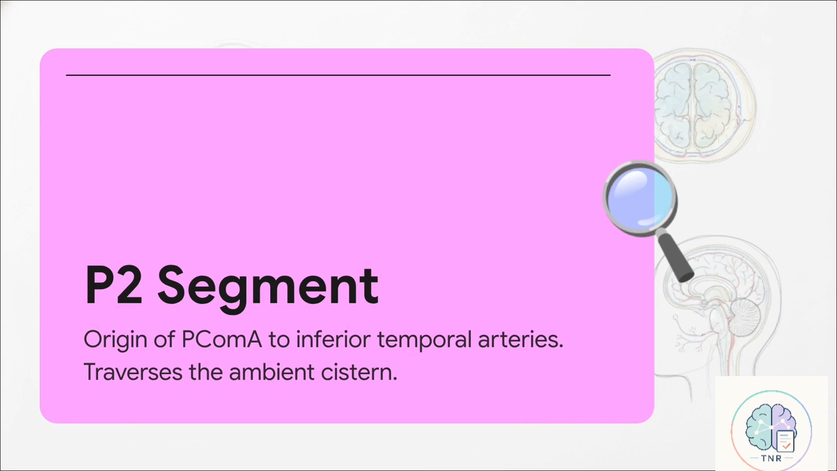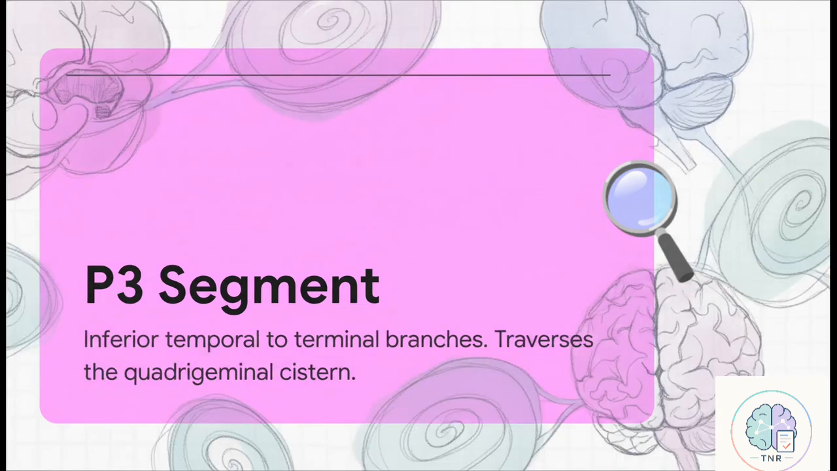And why ambient? Well, because it literally traverses the ambient cistern. This segment is an incredibly important supply line. From P2, we get the hippocampal, anterior temporal, peduncular perforating, and medial posterior choroidal arteries. Continuing on, the P3 segment is actually defined super straightforwardly just by its location. It starts right after the inferior temporal branches pop off, and it ends right where the terminal branches begin.